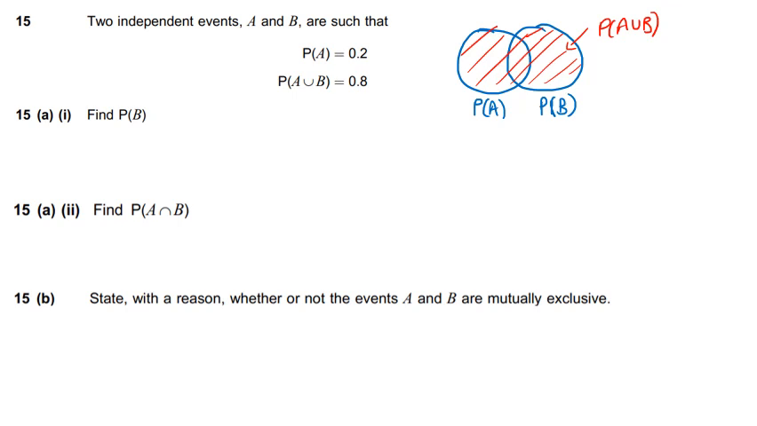So first of all, find P(B). Well, we know there's a formula that the probability of being in the union of A and B is equal to the probability that it's in A plus the probability that it's in B minus, because we don't want to double count, this overlapping region in the middle, that's the A and B, and that is just the product of those two events.